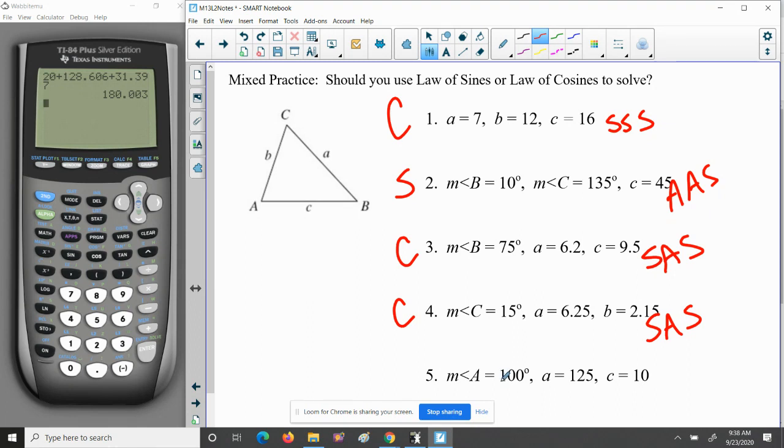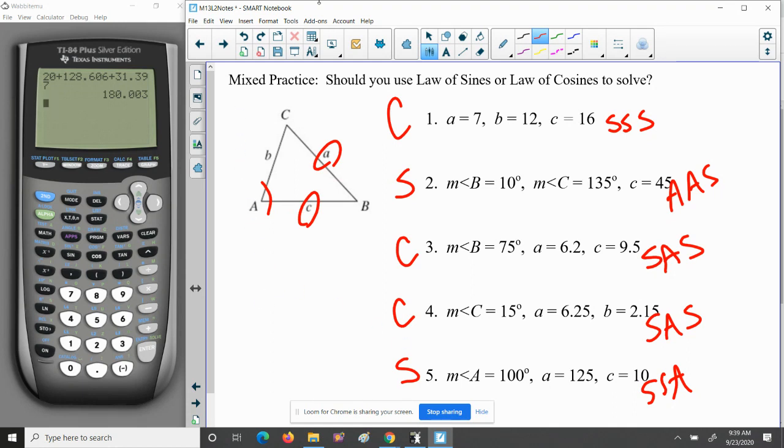Number 5, you have angle A, and side C. Let's think about where that would be. Angle A, and side C. Notice that that is side, side, angle. So anytime we have side, side, angle, that is law of sines. Okay.